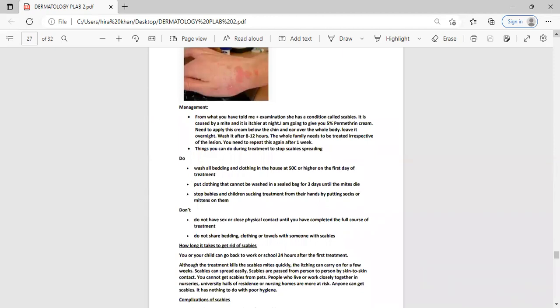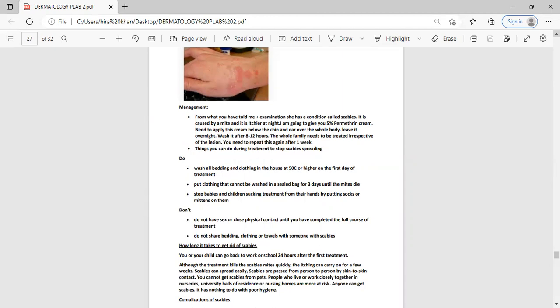So you have to mention that I'm going to give you 5% permethrin cream, and the way she needs to apply is very important. So what you need to do is apply this cream to your child below the chin and the ear, over the whole body, and leave it overnight, and wash it after 8 to 12 hours. The most important thing is, the whole family needs to be treated irrespective of the lesion, because it is a highly contagious disease. And you need to repeat this after 1 week.